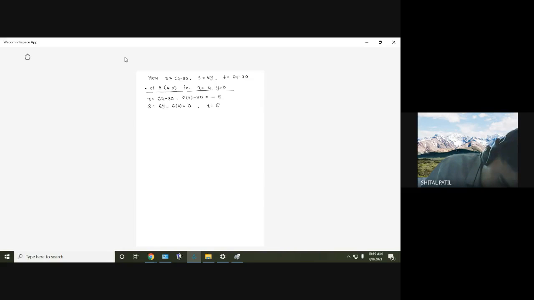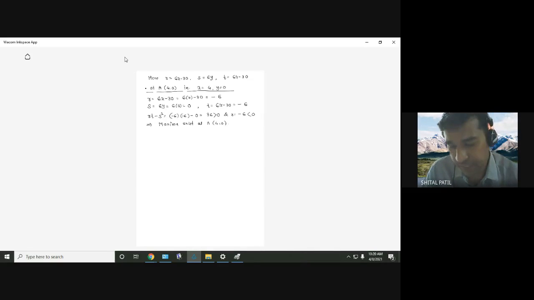What about T? R and T both are same. Okay, so RT minus S square greater than 0. Okay, so this conclusion. Maxima exists at A40.